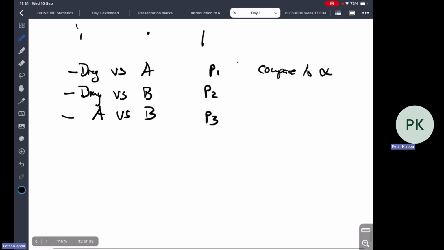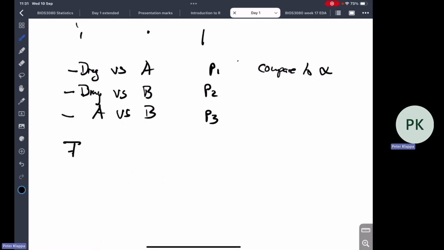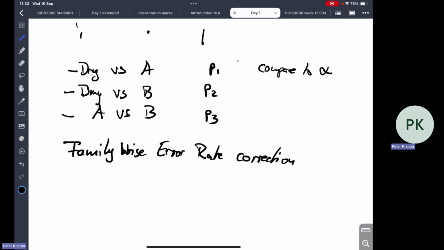And that is why we need to do what is called family-wise error rate correction. Oh, that's a mouthful. It's short: FWER correction. We need to make sure that our error does not add up. And there are several methods that you can use for this correction. The most basic, the easiest, the simplest correction that is available.